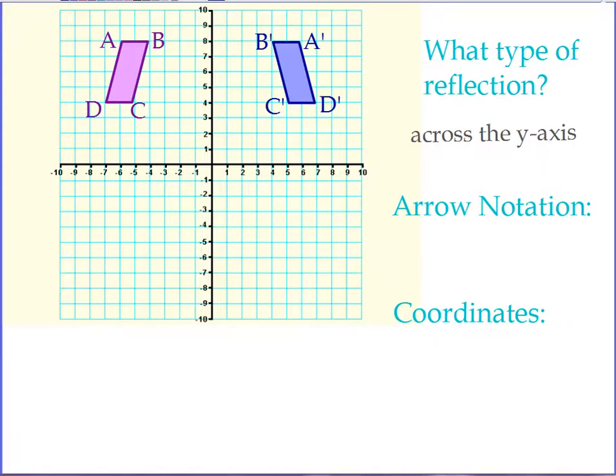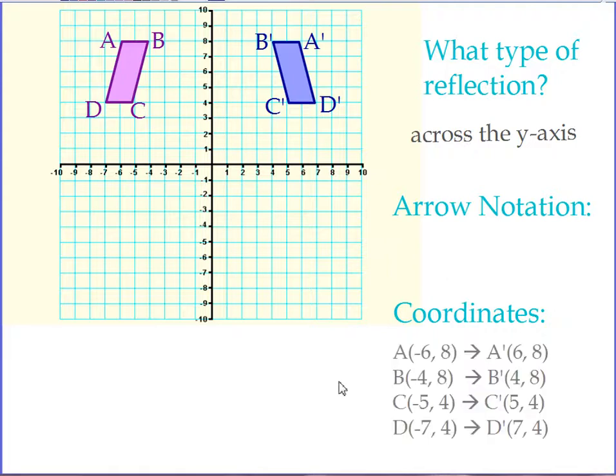When we talk about arrow notation, actually I first want to talk about the coordinates for our reflection. We have our original pre-image points, A, B, C, and D, and I have their coordinates. And then I have my prime points or my image points, and let's do a little comparison. Let's look at point A, which was originally at (-6, 8), and became, when it was reflected, (6, 8). Point B, (-4, 8), became (4, 8). (-5, 4) became (5, 4), and so on.